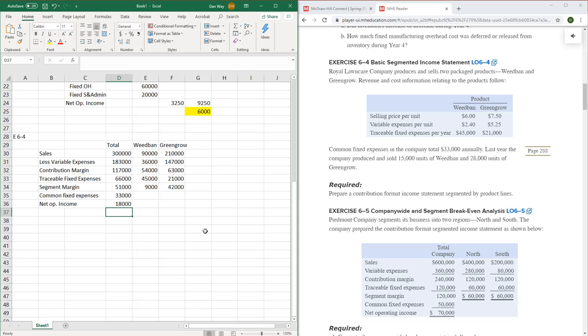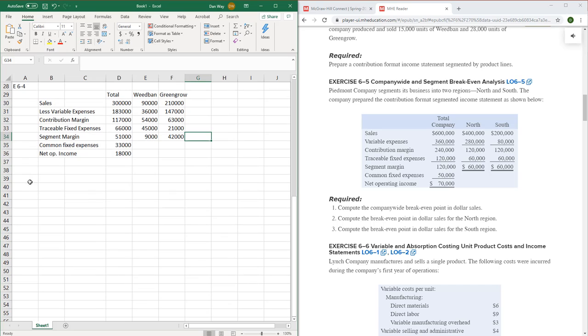And just at a glance here, it looks like both products are contributing something positive to the company's overall potential profitability. So our decision rule is any segment margin at or above 0 is fine. We probably won't consider dropping that product. If we have a negative segment margin, then we're going to want to think about whether we should get rid of that product because it's taking away from the company-wide profitability.